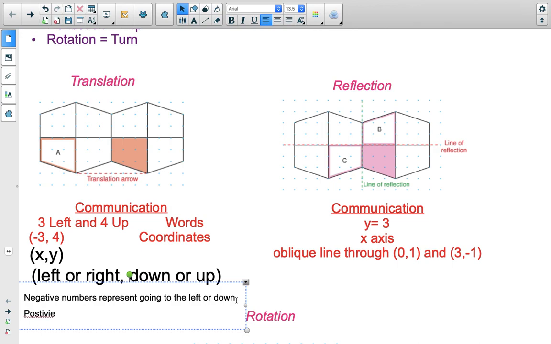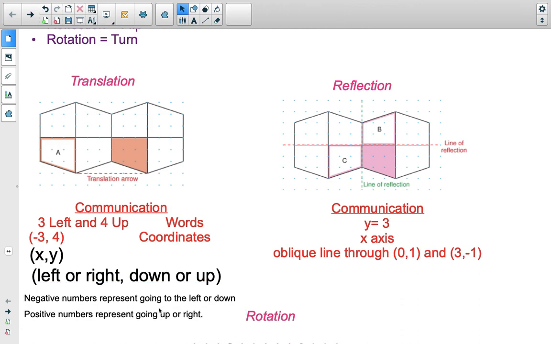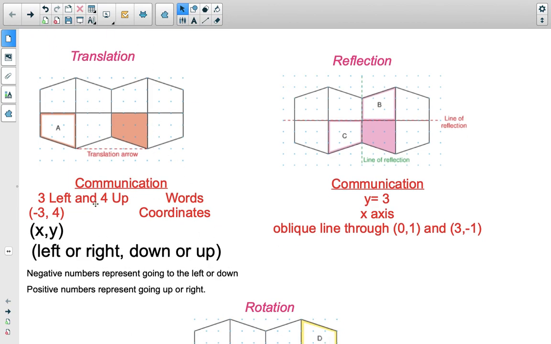So positive numbers represent going up or to the right. Okay, so that's how we communicate our translations. We just shift it over. We're just shifting. We're sliding it over.